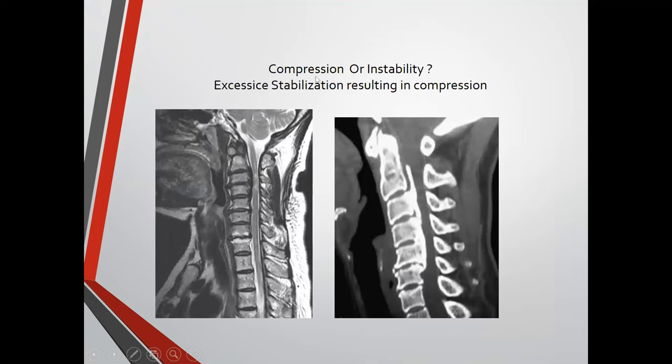This is another example. So compression or instability, you have to decide what is the main problem. In this kind of patient with a neutral spine, the main problem is just the compression over here. There's hardly ever instability because the spine has gone on to get autofused.